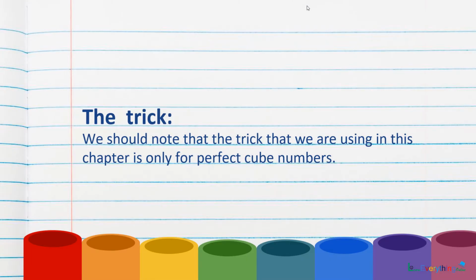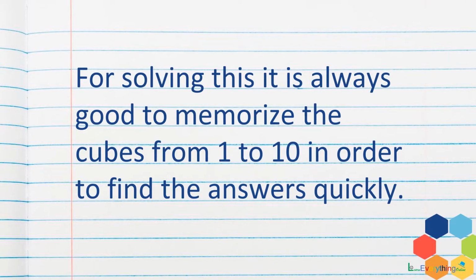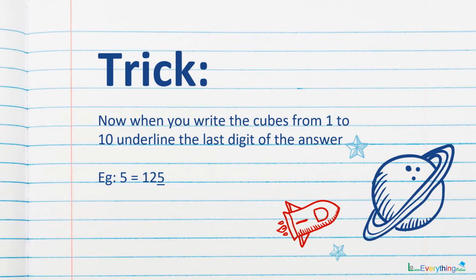The trick. We should note that the trick that we are using in this chapter is only for perfect cube numbers. There is a different method for non-cube numbers. Solving this, it is always good to memorize the cubes from 1 to 10 in order to find the answers quickly. Now, when you write the cubes from 1 to 10, underline the last digit of the answer. Example, the cube of 5 is 125, so I have underlined the last digit 5.